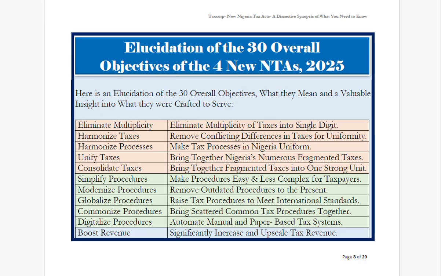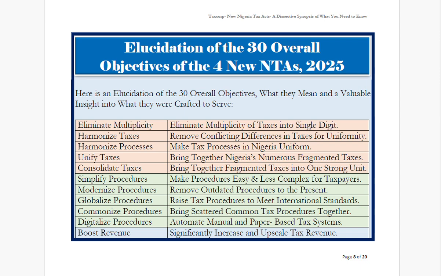Globalize procedures. Raise tax procedures to meet international standards. Commonize procedures. Bring scattered common tax procedures together. Merge common tax practices or procedures. Digitalize procedures. Automate manual and paper-based tax systems and procedures.